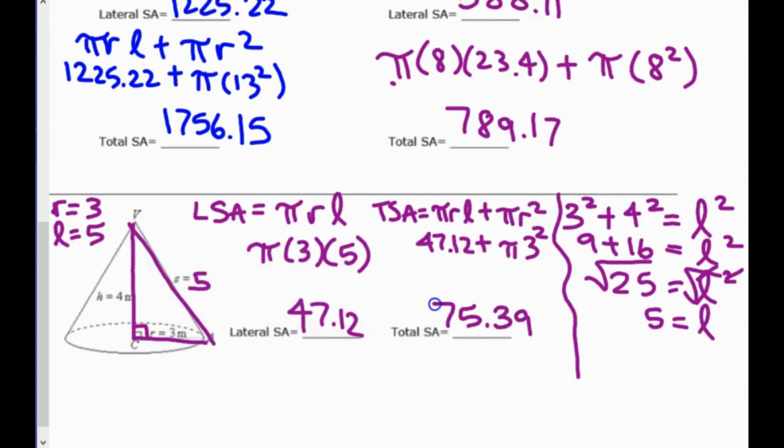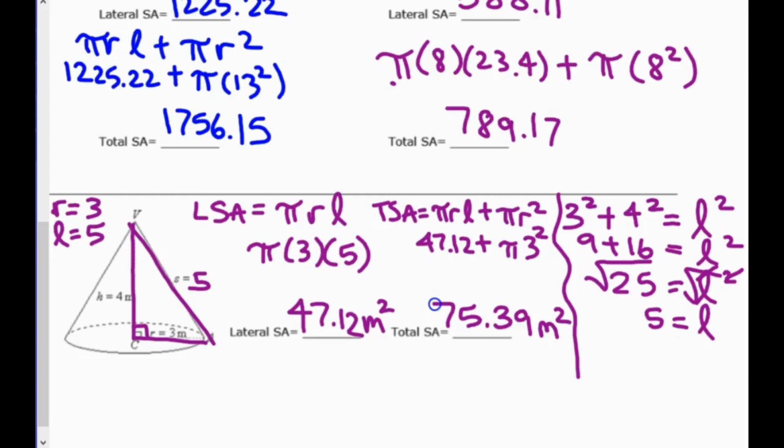And both of those would be units squared, and in this case they are meters squared. I'll give you a second to write that down. Does everyone see what you do? When you're missing the slant height, you use the height and the radius with the Pythagorean theorem to find the missing slant height. Okay? So that's it for cones. If you're ready, flip it over. Let's talk about pyramids.